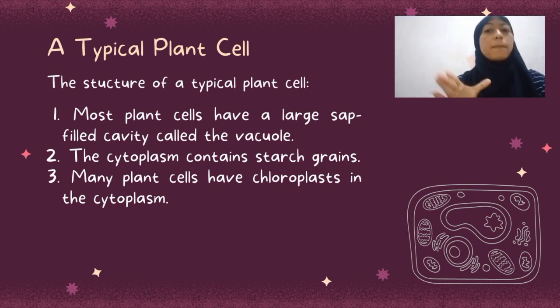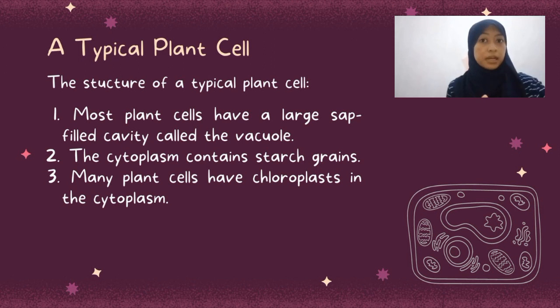Third, many plant cells have chloroplasts in the cytoplasm. Chloroplasts contain the pigment used in photosynthesis. Chlorophyll, which is green, is the main pigment. Chloroplasts occur only in the parts of the plant that are exposed to light, the green parts, usually found in leaves. That is the structure of an animal and plant cell.